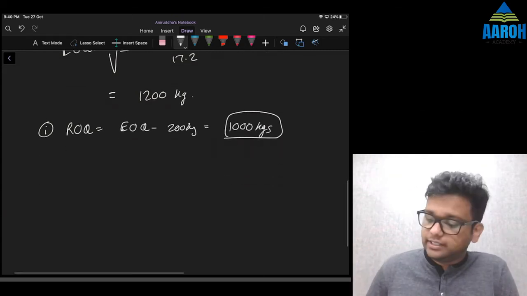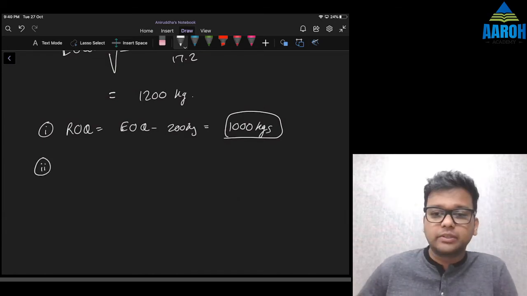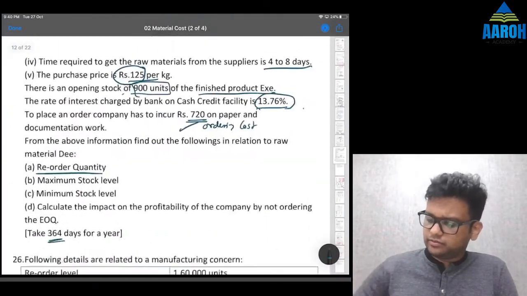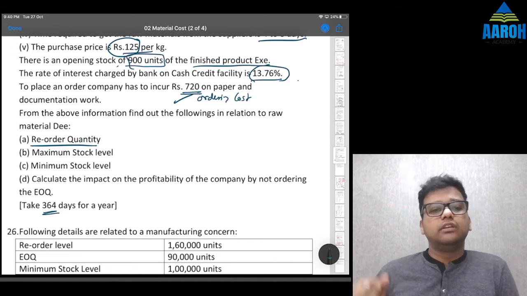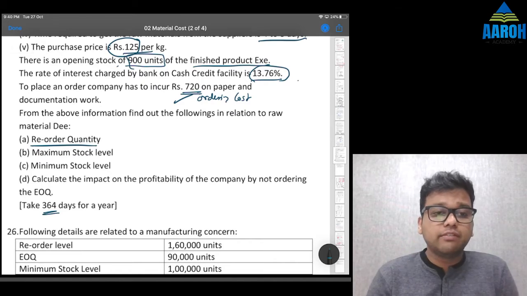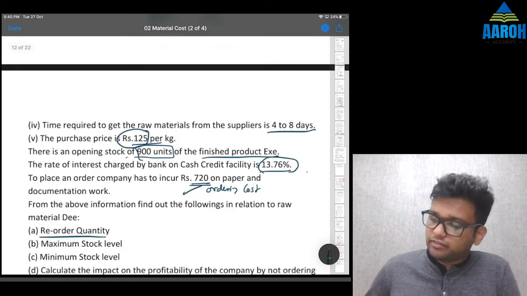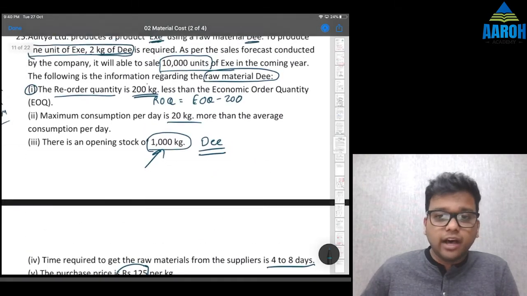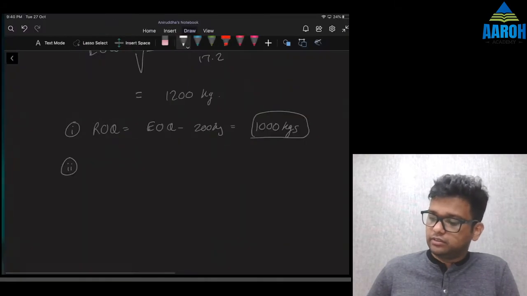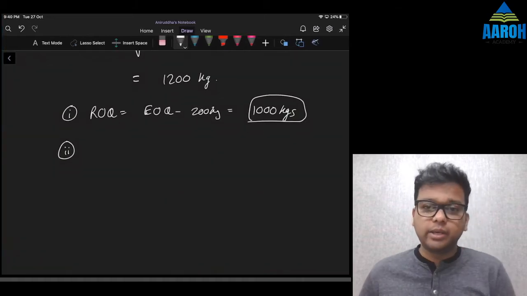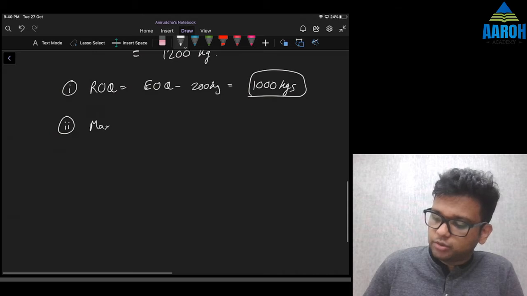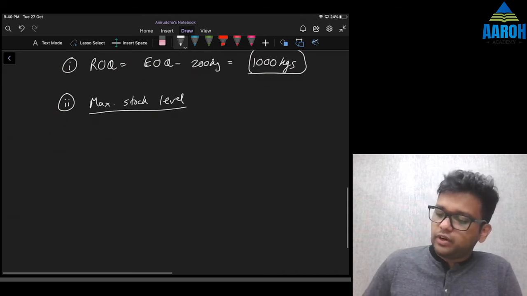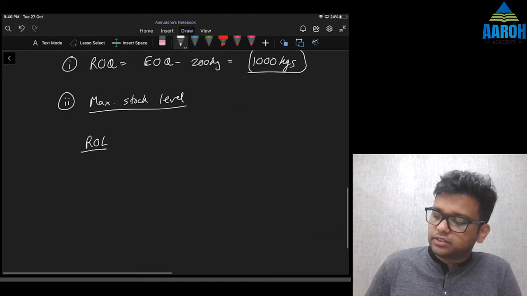Now the remaining part is comparatively easy because we know how to calculate that. What is asked? Maximum stock level, minimum stock level. For both stock levels, we will need reorder level. They have not given ROL anywhere. So we'll need ROL. Let's try to find ROL. Now for ROL also there is one tricky point. We have to calculate maximum stock level in the second point. For that, let's try to find ROL first.